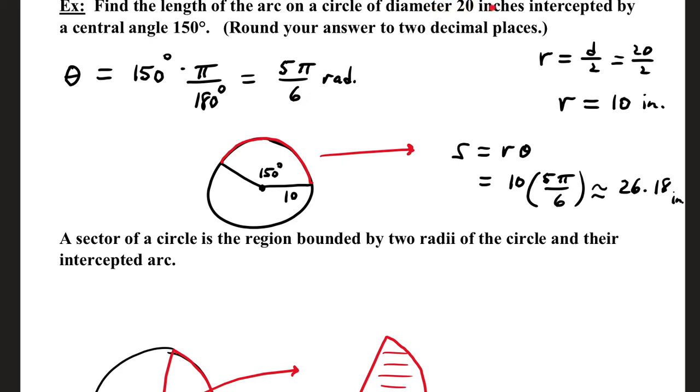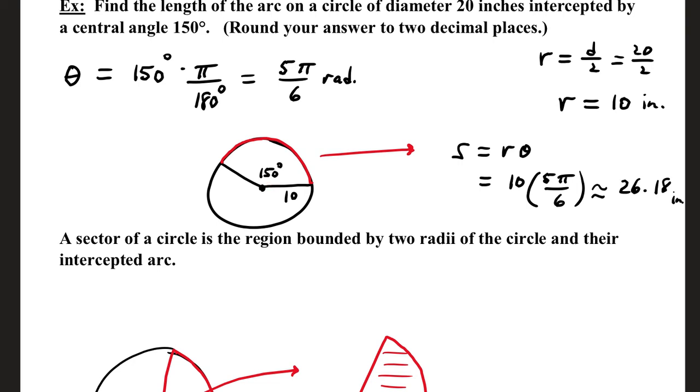Diameter is twice the radius. Diameter is the farthest part from side to side of a circle. Your radius is half that amount. So if you're ever given diameter, cut it in half. 20 cut in half is 10. So we have a circle of radius 10, a central angle of 5 pi over 6.